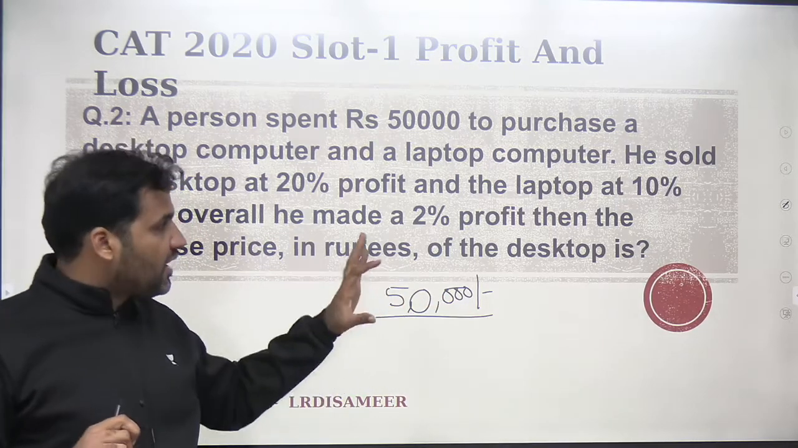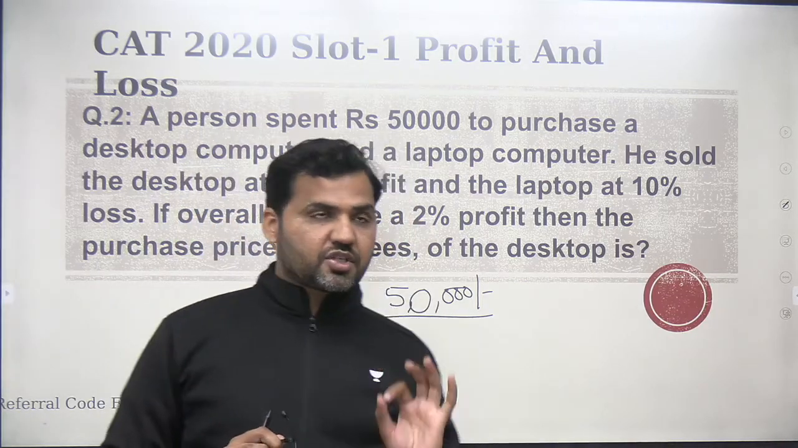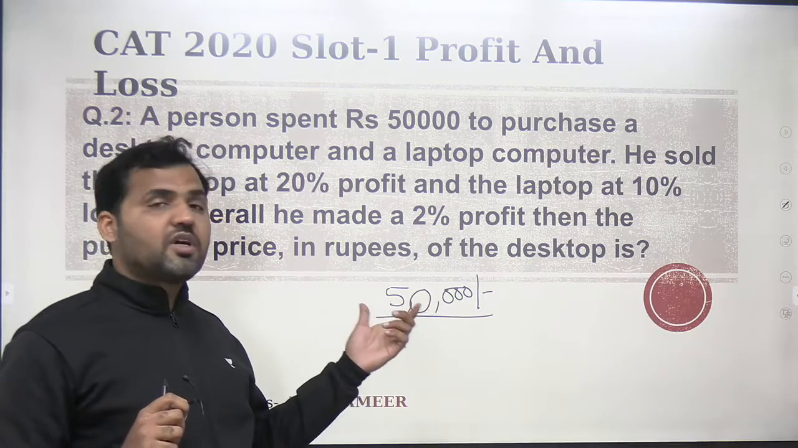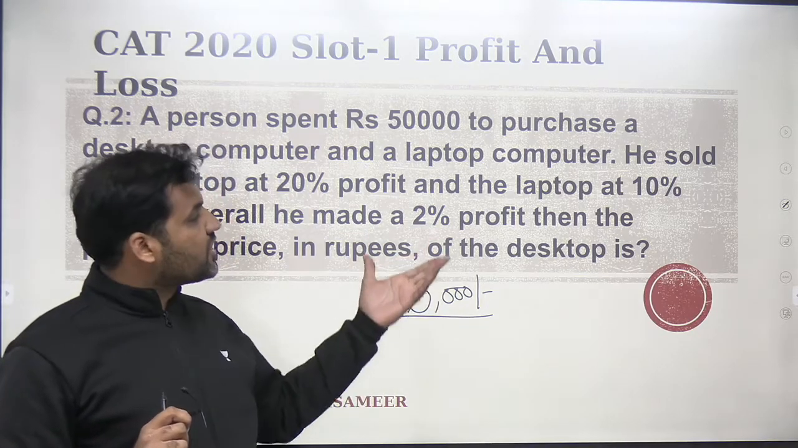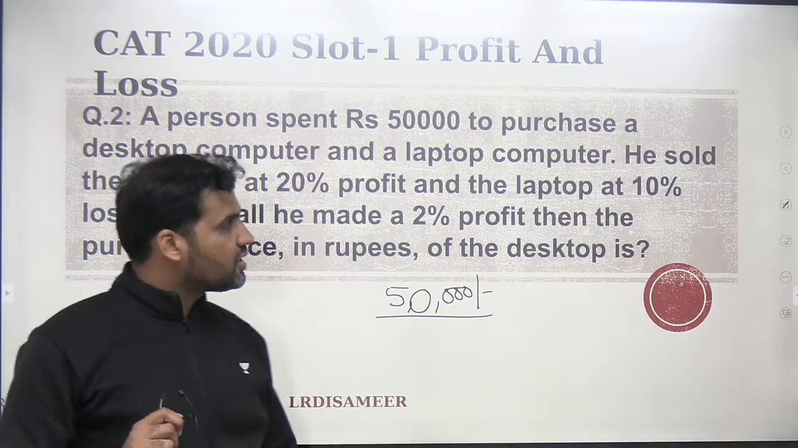investment is 50,000. Now, we are going to learn the approach how to avoid making equations in a question like this, because the moment you start making an equation, you end up wasting a lot of time in the exam. A question like this can be covered without making equations. Without making an equation, you can solve this question.